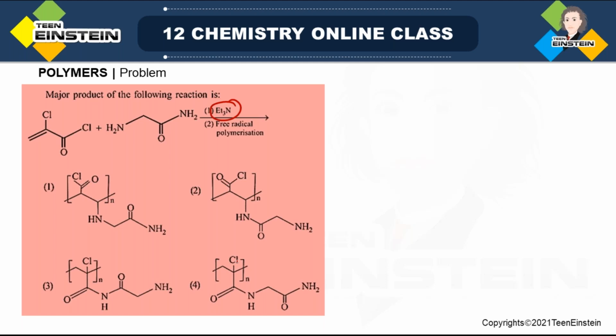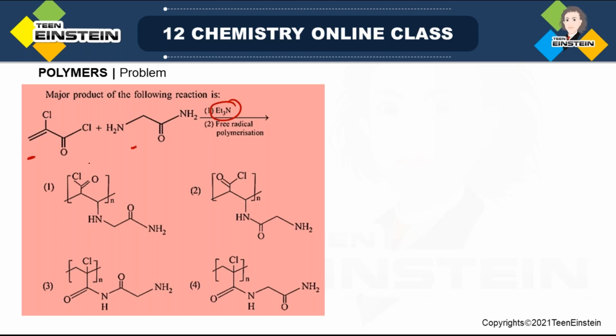You have to first write the monomer unit because you have been given 2 different reaction conditions. It is not only free radical polymerization that is given. Then you can't consider it as if this is the first monomer, this is the second monomer, but that is not the case. First, a reagent is given which is triethylamine, which is basically base. Obviously, some reaction will happen. Then you will get the monomer.